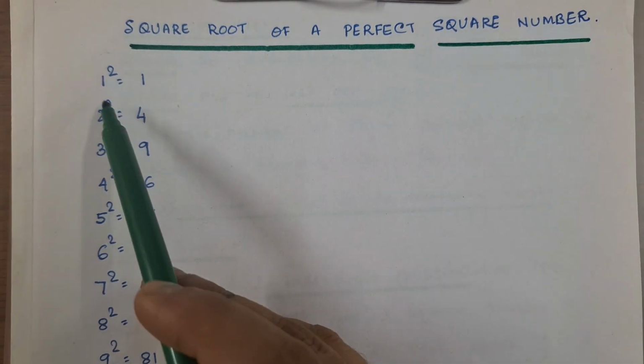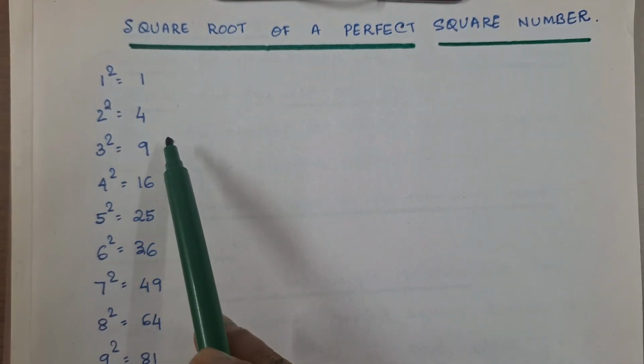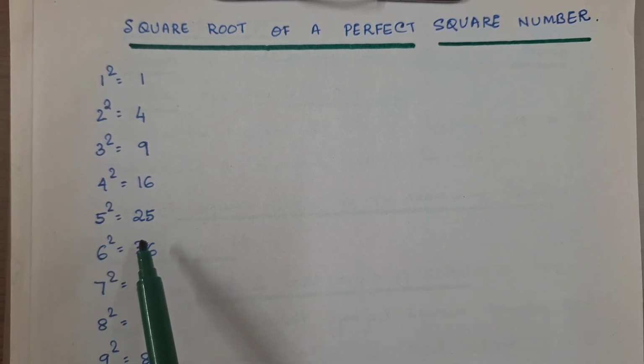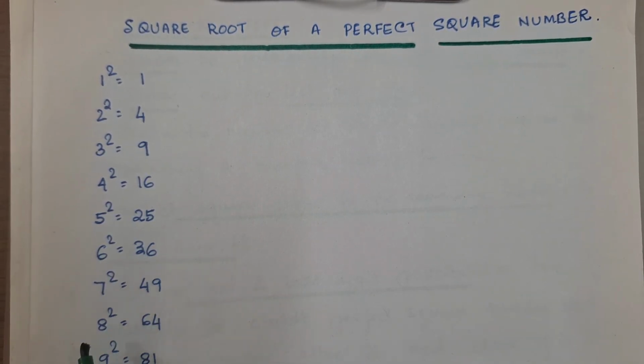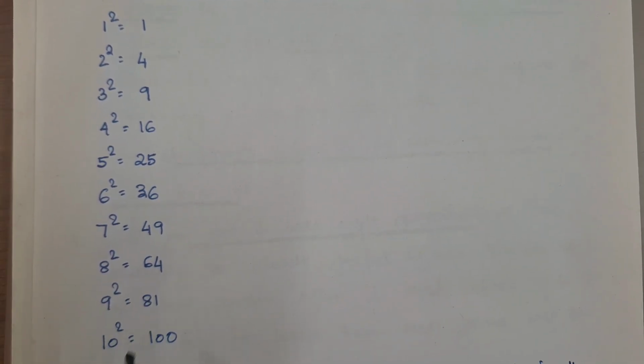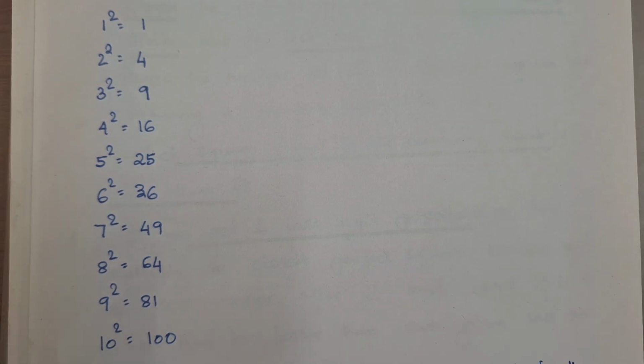So let's see how to find the square root of a perfect square number. As we know, 1 square is 1, 2 square is 4, 3 square is 9, 4 square is 16, 5 square is 25, 6 square is 36, 7 square is 49, 8 square is 64, 9 square is 81, 10 square is 100. And we need to know 11 and 12 square also.